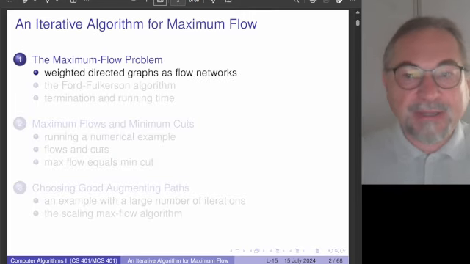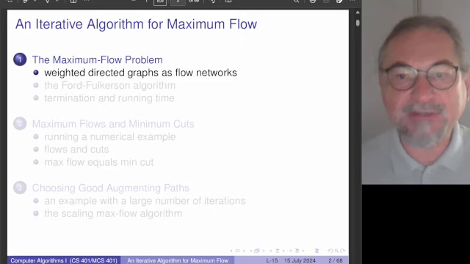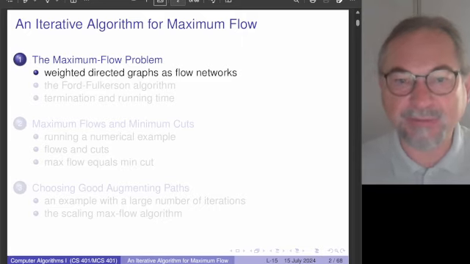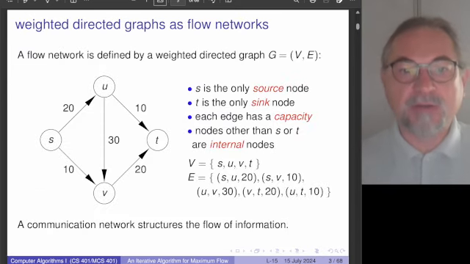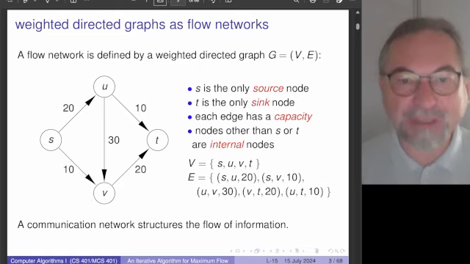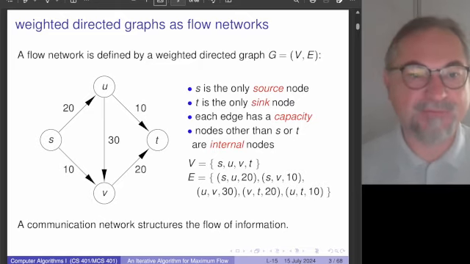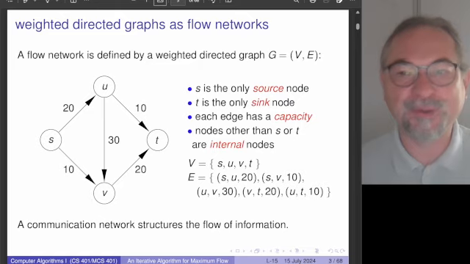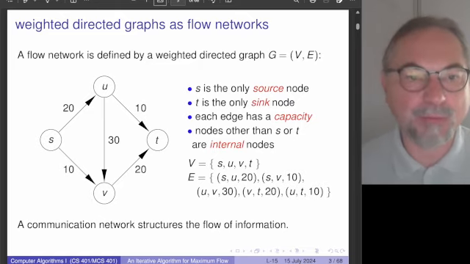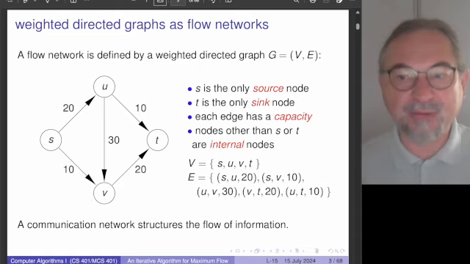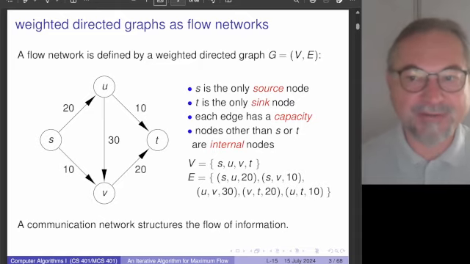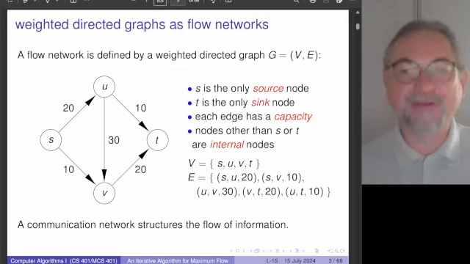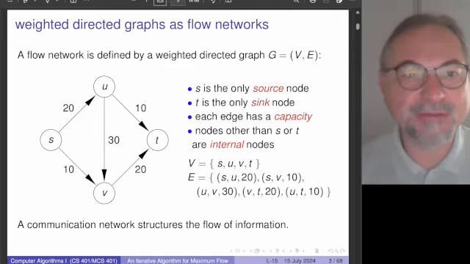So we are looking at weighted directed graphs, and we see those graphs as networks. So we have a source and a sink. So here is one of the simplest non-trivial examples that we will be using in our derivation and our design, if you like, of the Ford-Fulkerson algorithm.